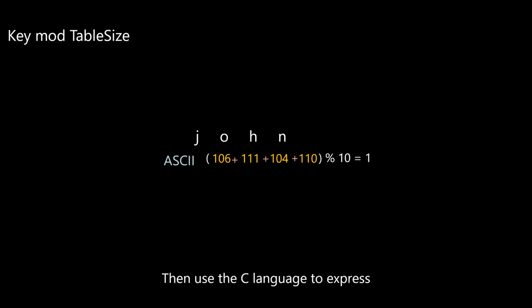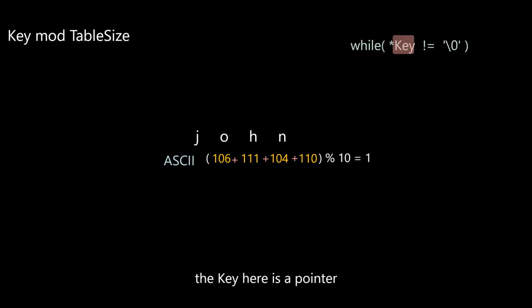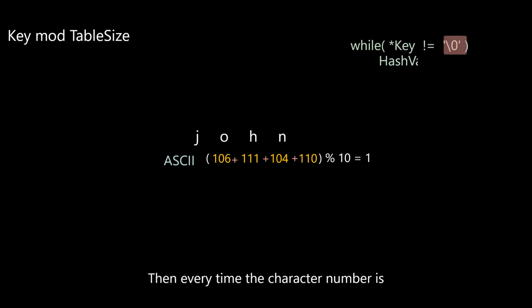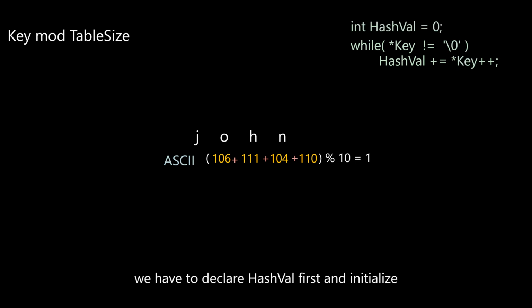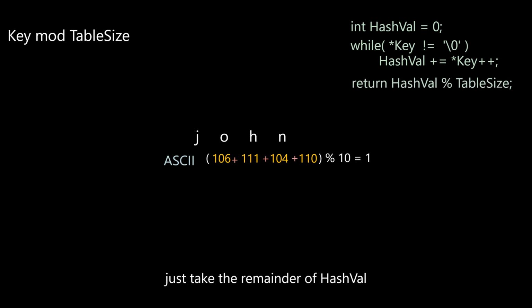Then let's express it in C language. The key here is a pointer. Through the value of the corresponding address, use a while loop to traverse all the characters until \0 as the terminator. Then every time the character code is obtained according to the key, it is added to the hash value. Of course, we have to declare hashval first and initialize it to 0. Finally, just take the remainder of hashval.